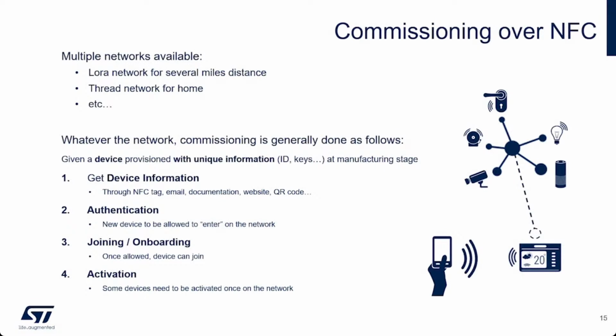Many different networks exist today. Each has its own topology and requires different parameters to be shared before allowing a device to join a network. Regardless of the network, all share the same high-level operations. First, the device information has to be retrieved, and this can be done in many ways, including with an NFC tag. Second, the device needs to be authenticated, which would allow the device to enter the network. Third, the joining or onboarding process needs to be completed so the device can join the network. And fourth, it has to be activated once it's on the network.